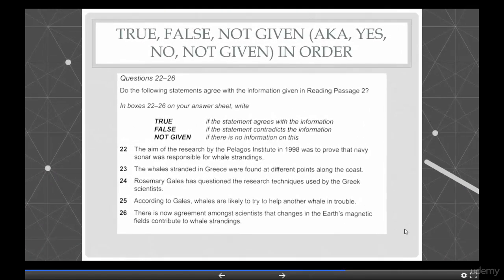True, false, not given question. Okay, your true, false, not given question. Really, really important question to know how to do. Later on, I'm going to go into specifics and really teach you how to do that yes, no, not given question, because a lot of students are very confused with how to do this question. All right, but this question goes in order, and that's also very important to know. Is it true, false, not given, or sometimes it might say yes, no, not given. The question goes in order, and I'm going to teach you how to do that question.